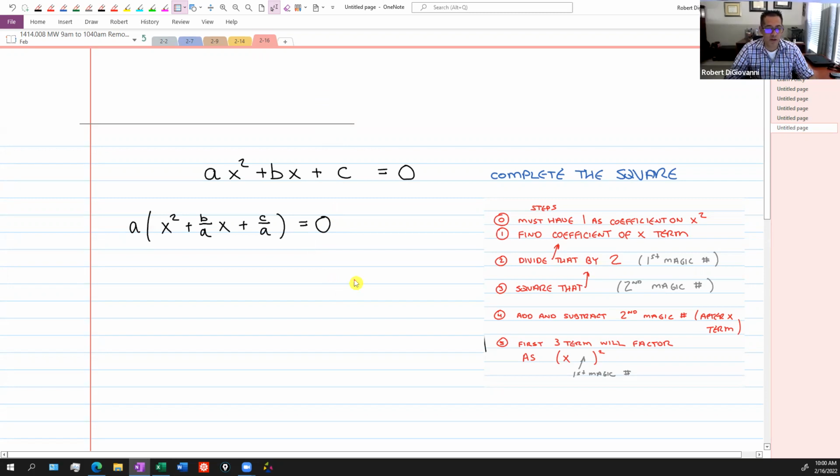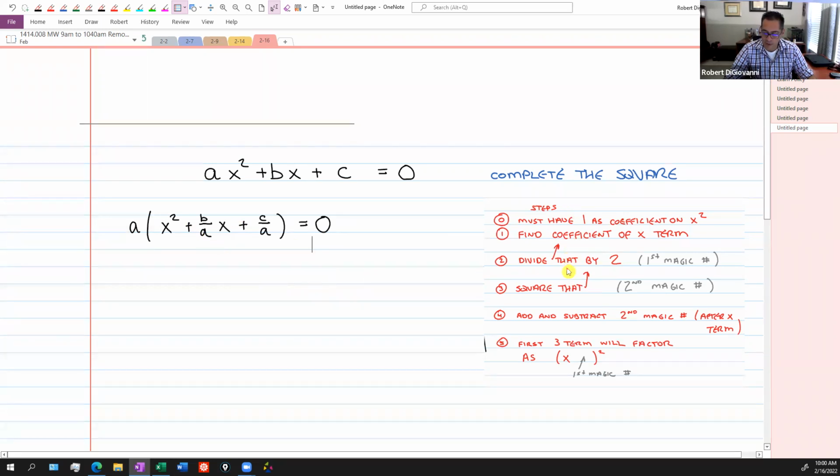Does anyone know where I'm going with this? Does anyone have an idea what this is going to lead us to? The quadratic formula? The quadratic formula. This is exactly where the quadratic formula comes from. All right, so I think that's why it's cool to see it.